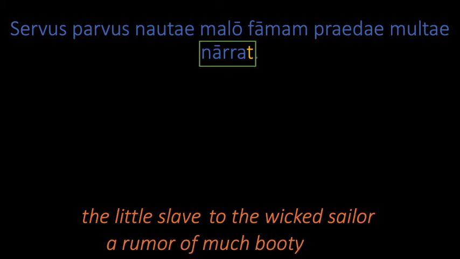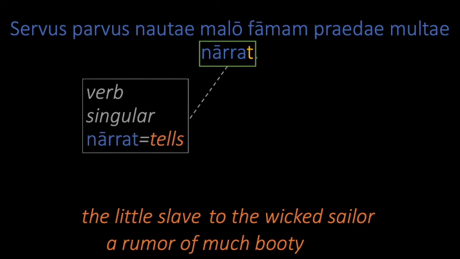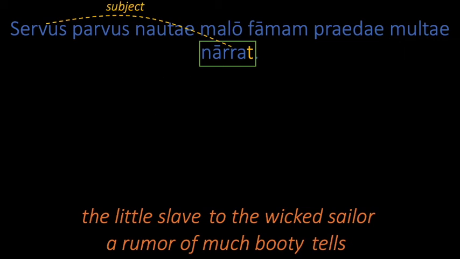Finally, we have narat, which stands by itself. It is a verb in the singular, and the base means tells. It agrees with servus, which is its subject, so we can keep the singular form and render it tells. So for the whole sentence, we get, the little slave to the wicked sailor a rumor of much booty tells. Let's put it in English-sounding word order to arrive at, the little slave tells a rumor of much booty to the wicked sailor.